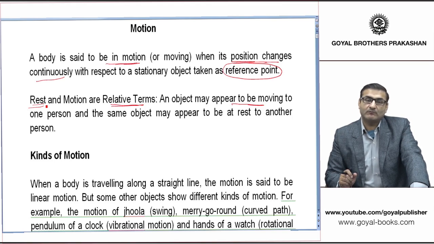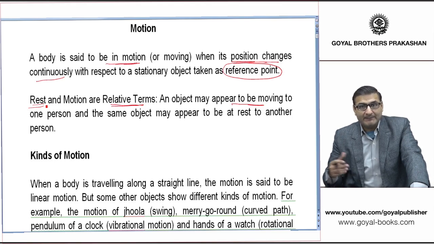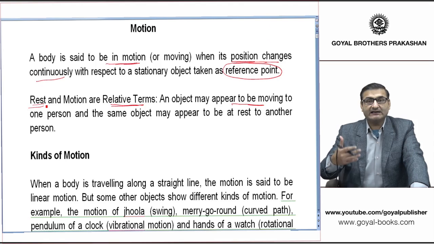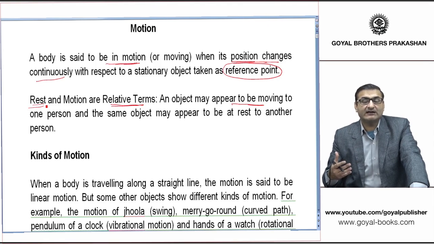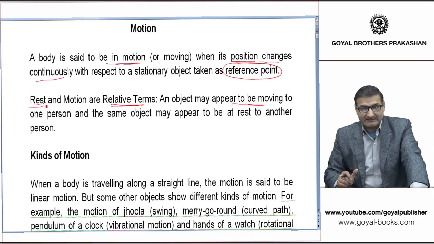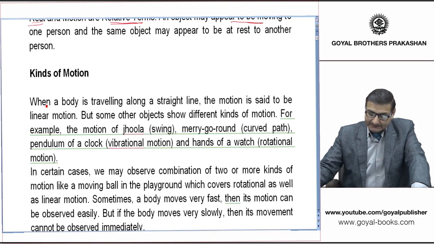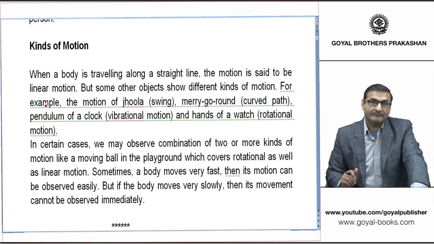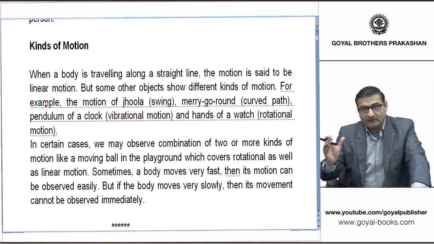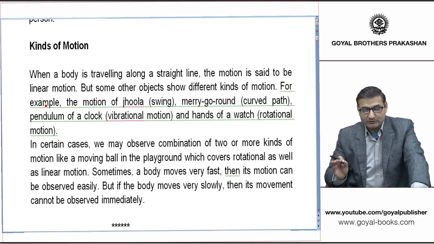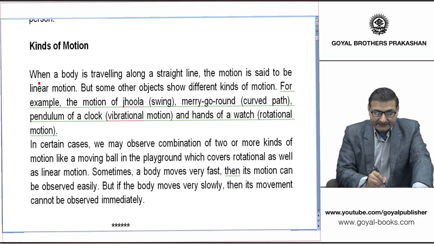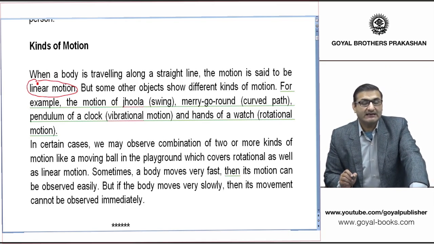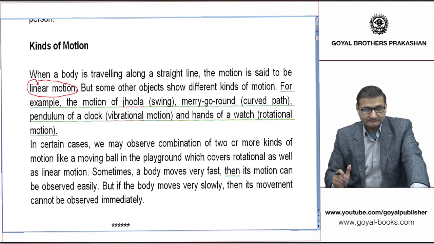Now, when we talk about the motion of a body, the body may move in various ways, so it may exhibit different kinds of motion. What exactly are those kinds of motion? Let us have a basic idea about it. When a body is traveling along a straight path, a straight line, for example when we are moving on a road, the motion of the body is said to be linear motion. So this is the first type of motion, linear motion. Linear means traveling in a straight line.